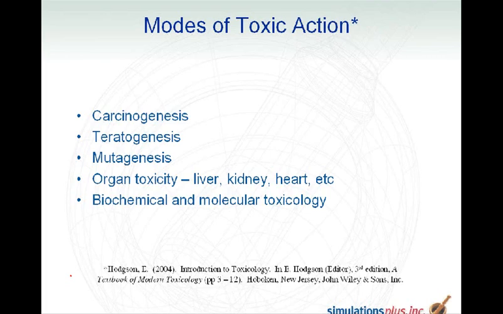Organ toxicity is specific to organs such as liver, kidney, heart, etc. And then biochemical and molecular toxicology deal with the interactions of toxicants with proteins and DNA, and gets down to the molecular level.